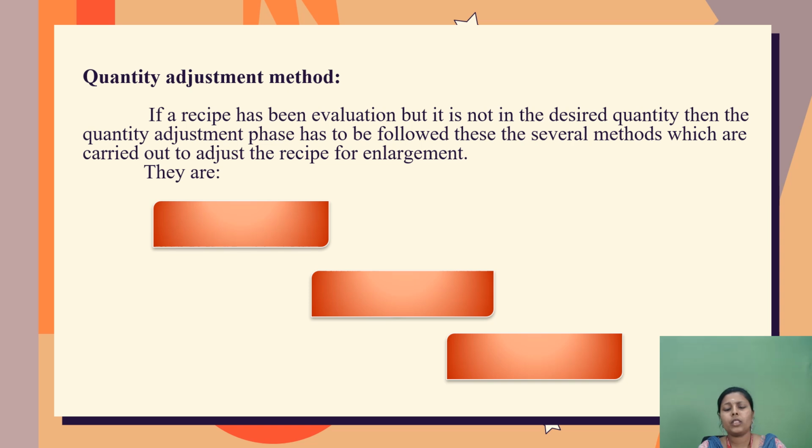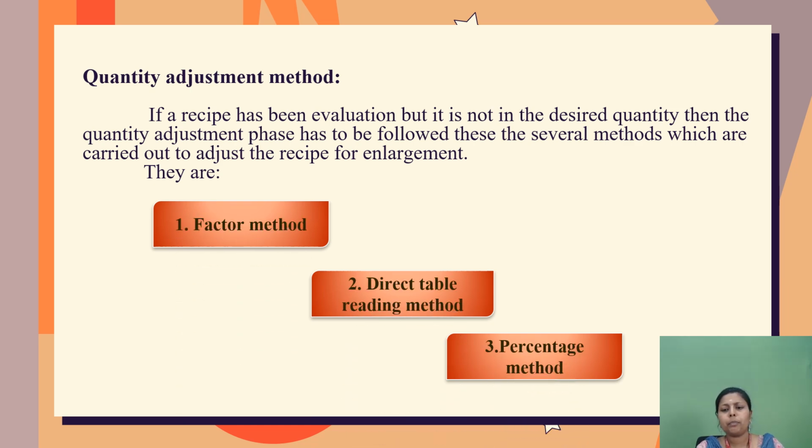Quantity adjustment method. If a recipe has been evaluated but is not in the desired quantity, then the quantity adjustment phase has to be followed. There are several methods which are carried out to adjust the recipe for an enlargement: factor method, direct table reading method, and percentage method.